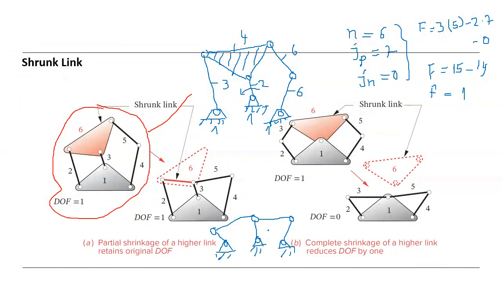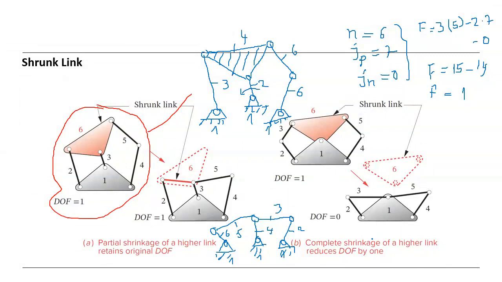Because here we have 6 bars, 1, 1, 1. This is, let's say, 2, 3, 4, 5, and 6. So like this, the links are 6, and the primary joints, 1, 2, 3, 4, 5, 6. Well, 1, 2, 3, 4, 5, 6, okay.